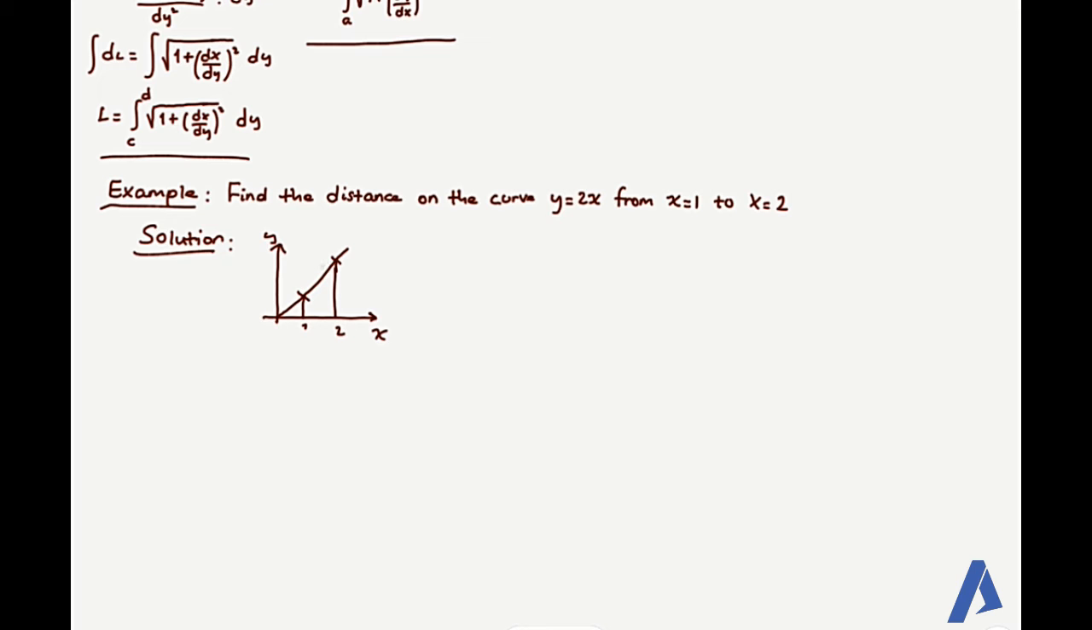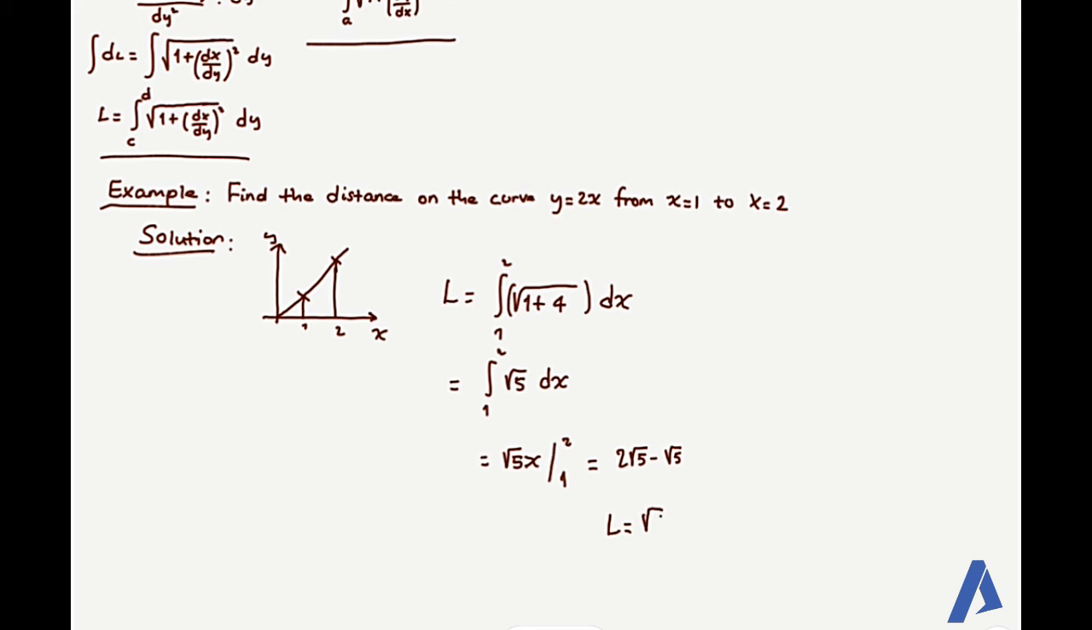Find the distance ነው የሚለን። ስለዚህ our length is equal to the integral of the square root of 1 plus the derivative of 2x with respect to x, which is 2, square is 4, with respect to x from 1 to 2. This is the integral of root 5 with respect to x from 1 to 2. The square root of 5 times x from 1 to 2, this is equal to 2 root 5 minus root 5. So finally our length becomes root 5 units.